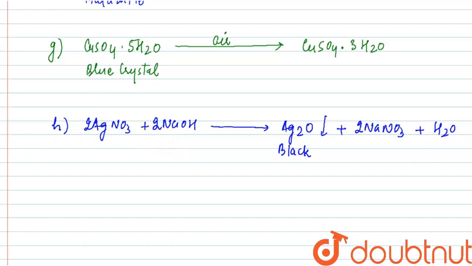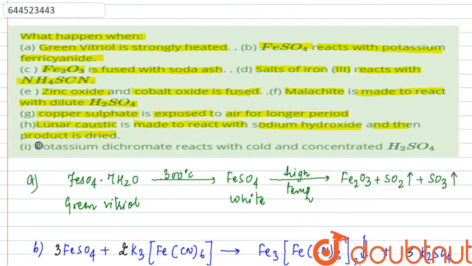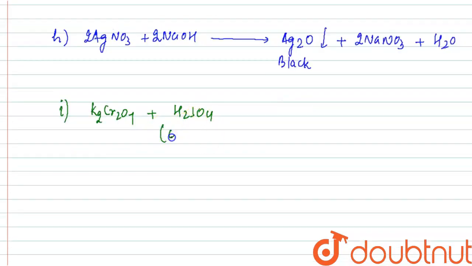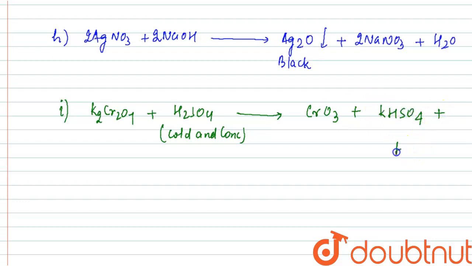Now moving on to the last reaction that we have in our list. This is potassium dichromate reacting with cold and concentrated H2SO4. So we have potassium K2Cr2O7 when made to react with H2SO4, which is taken cold and concentrated. We get CrO3, and then KHSO4 is also something that we obtain, and at last we get H2O. Now to balance this reaction, we'll have to take 2 moles of H2SO4 and we get 2 moles of CrO3, which is red in color, and also 2 moles of KHSO4.